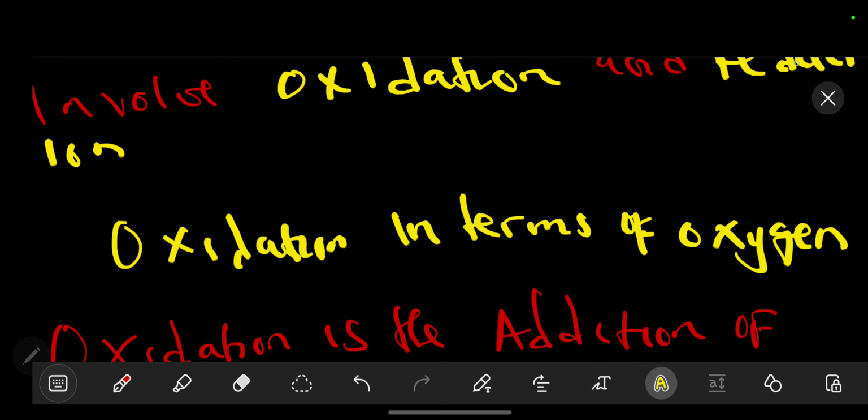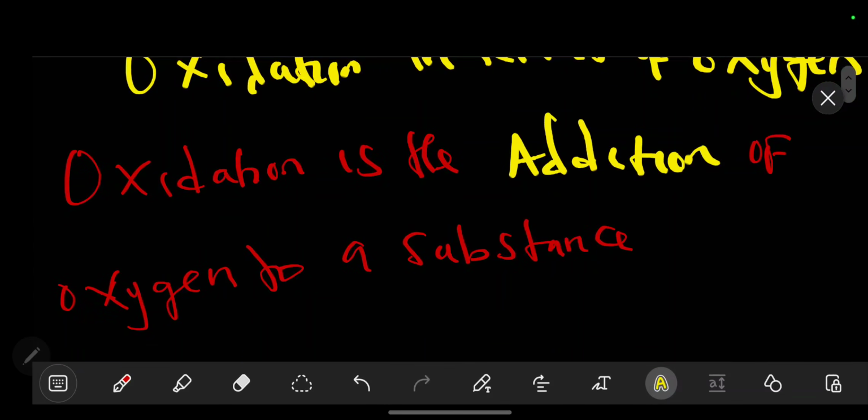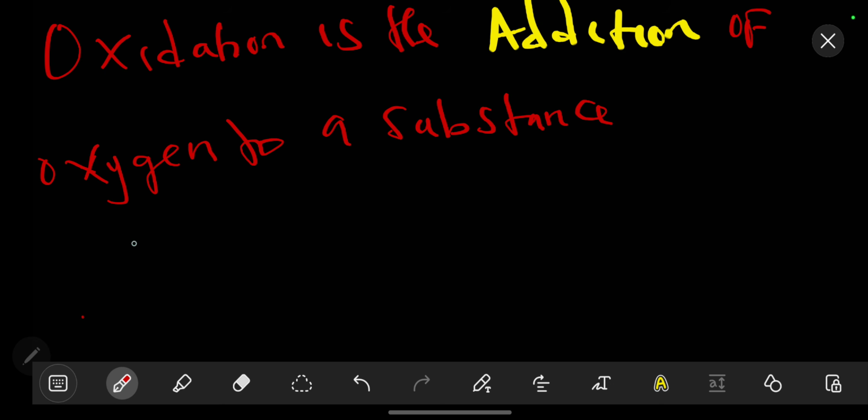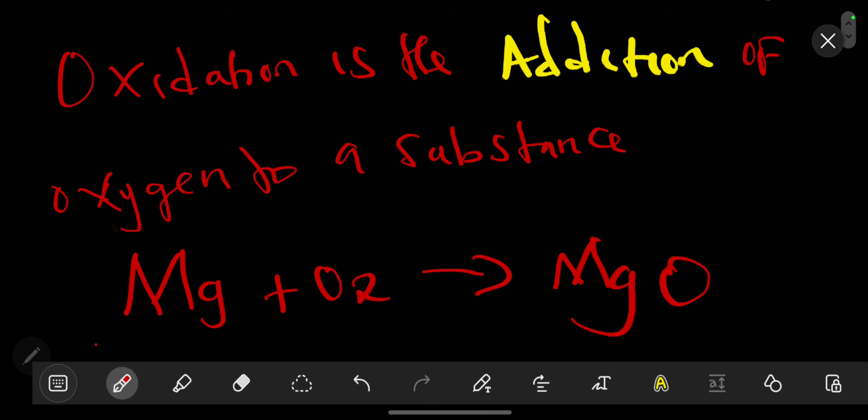So firstly, oxidation is the addition of oxygen to a substance. As long as you are adding oxygen to a substance, then that is what we are going to call oxidation. For example, if we add magnesium and oxygen, we are going to get magnesium oxide. So this is oxidation because oxidation is the addition of oxygen. So in terms of oxygen, oxidation is the addition of oxygen. It is as simple as that. This is how we define oxidation in terms of oxygen.